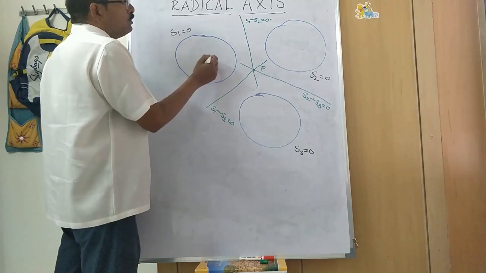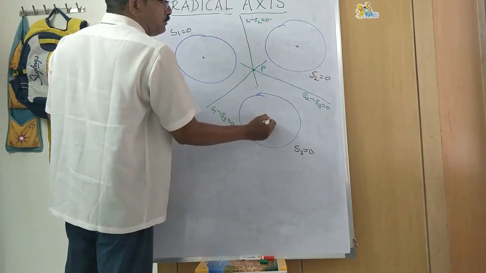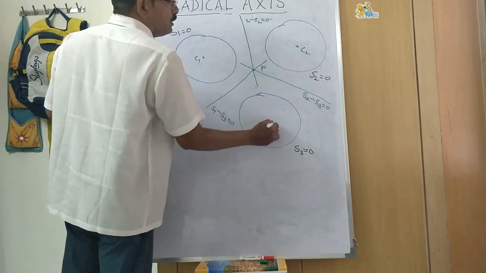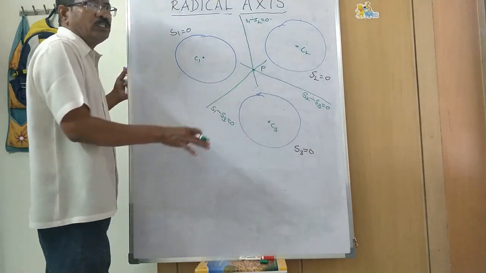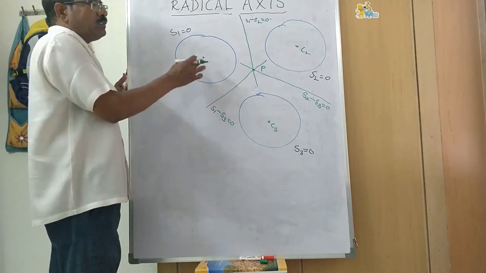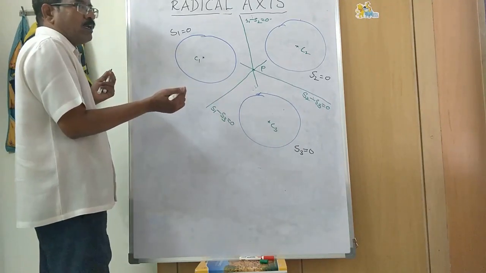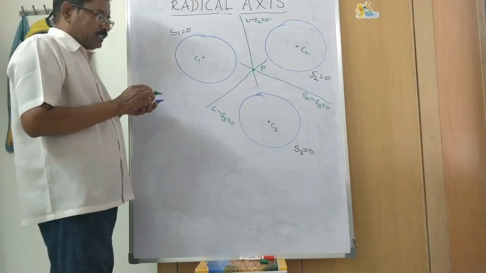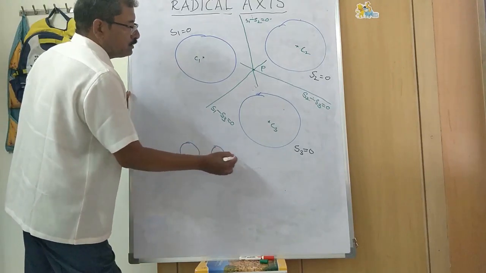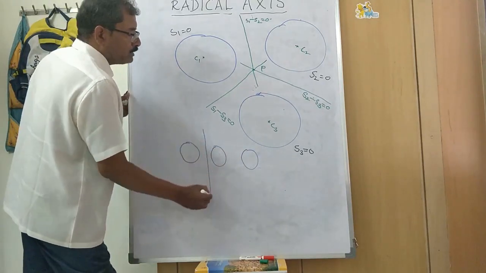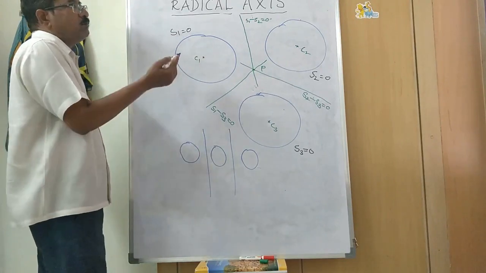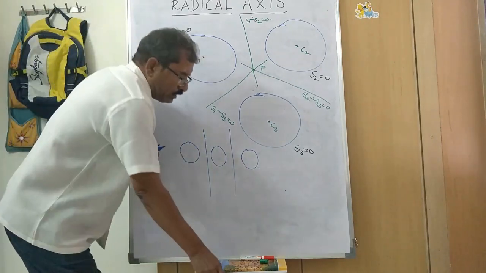And one more thing, you know that this is possible if the centers of the circles C1, C2, C3 are non-collinear. If these are collinear, then what happens? They are not intersecting. Suppose my circles are like this. The radical axis of this one and this one is like this. They are not intersecting. Then we can't get the radical center.